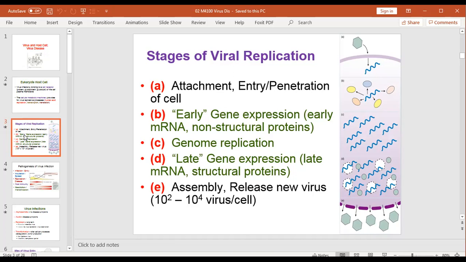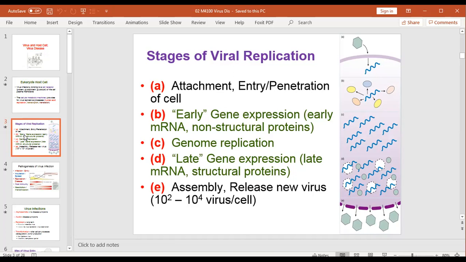After early gene expression, we have the third stage of viral replication called genome replication, where the nucleic acid of the virus, either DNA or RNA, will be doubled and makes more of itself. Process of replication. After replication, we have late gene expression due to the transcription of late messenger RNA, and the translation of this will result in the production of structural proteins.